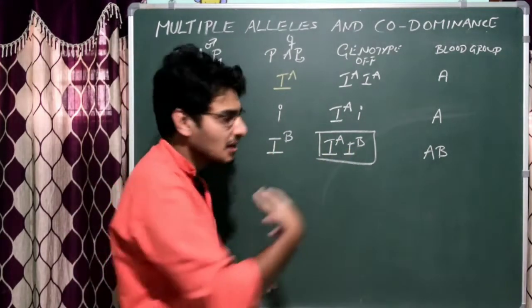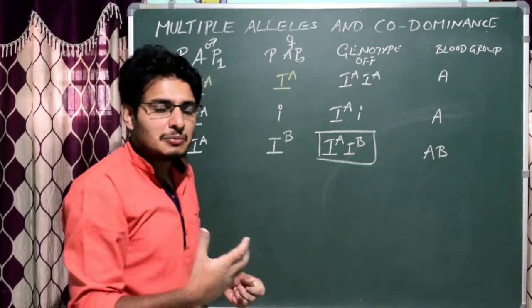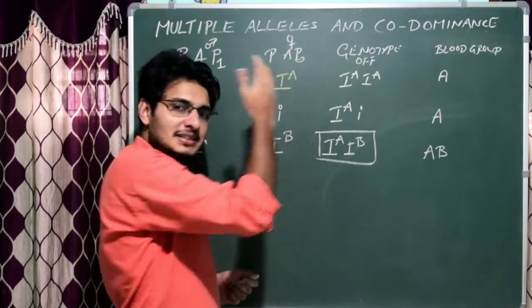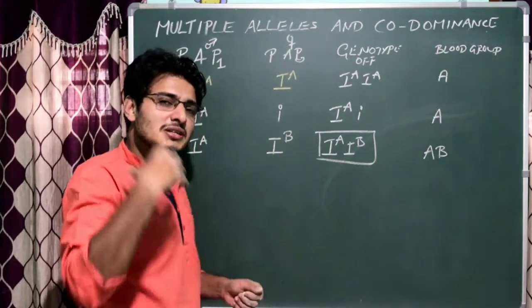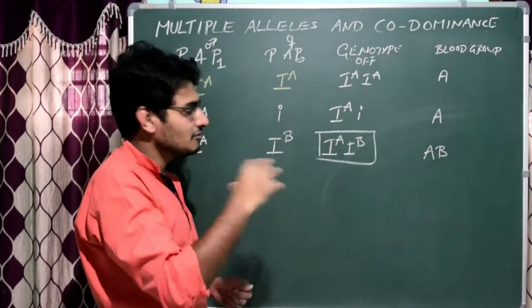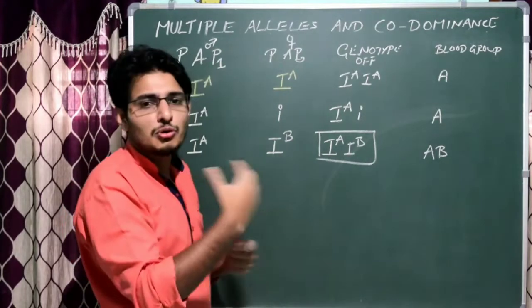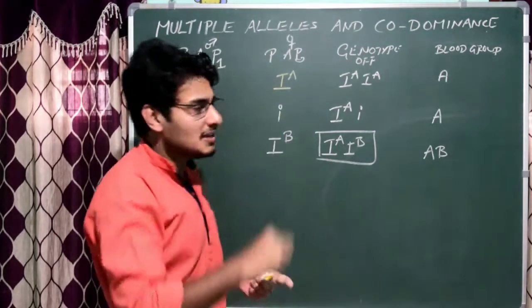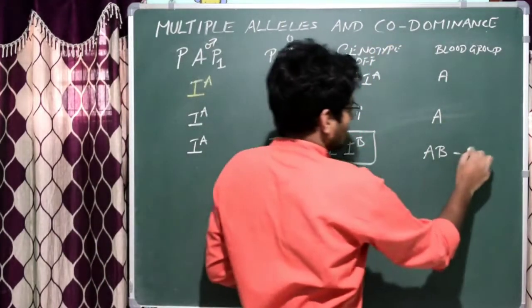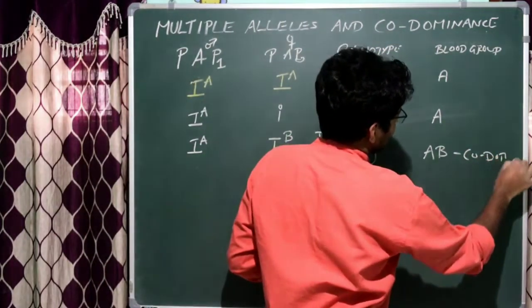As a result, the blood group is AB, which means A produces antigen A on the surface of the RBC, and B also produces surface antigen B on the surface of the RBC. As a result of both these surface antigens A and B, the blood group is AB. It is a good example of codominance. So now what is codominance?